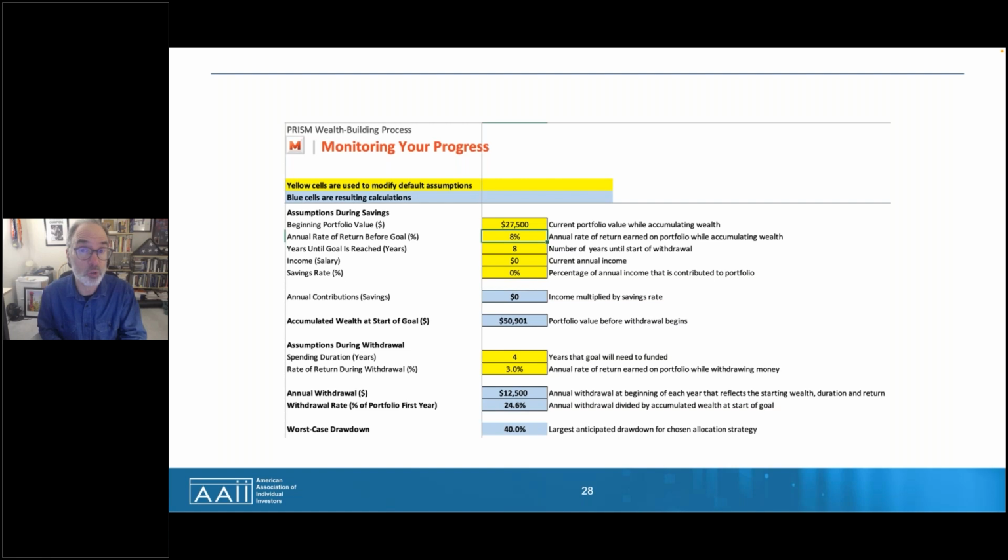You may need to postpone your goal. You may need to save more. You might need to withdraw less. We'll get to this in a January journal.